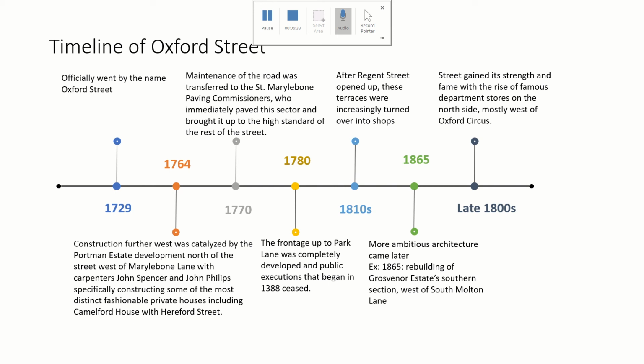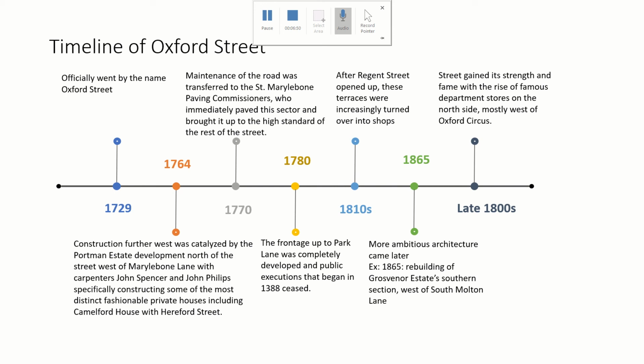After Regent Street opened up, terraces were increasingly turned over into shops, which took place in the 1810s, with more ambitious architecture coming later on, which could be seen in 1865, for example with the rebuilding of Grosvenor Estate's southern section, which was west of South Moulton Lane.